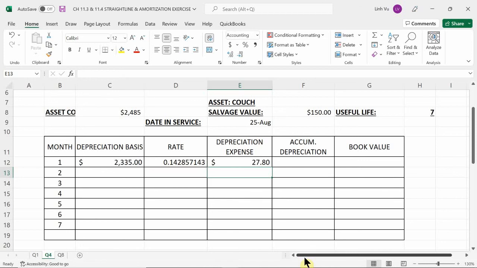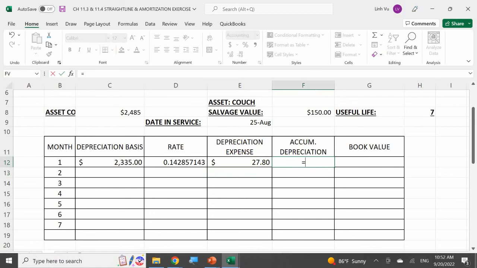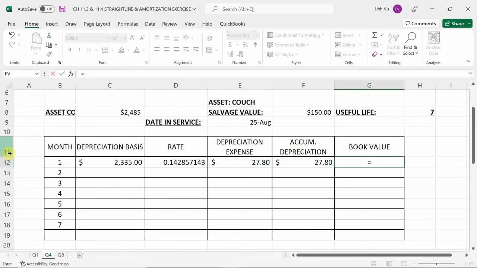So it's imperative that you pay very close attention to the exercises, because this one I switched it. I'm not calculating years anymore. I'm calculating by month. So in this case, for the very first month that I depreciate it, it's going to cost me $27.80. So then, what's my accumulated depreciation? $27.80. So therefore, what's my book value going to be?